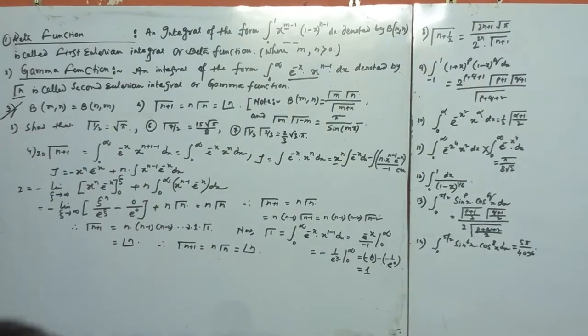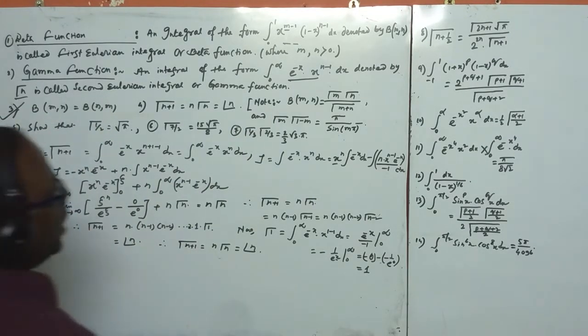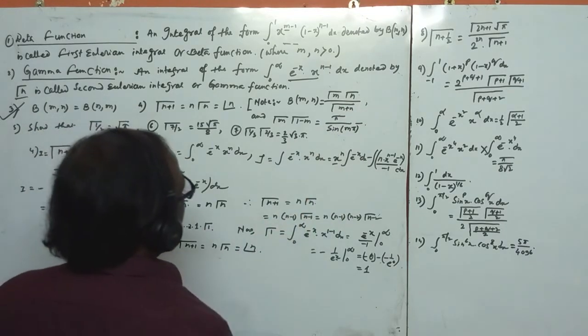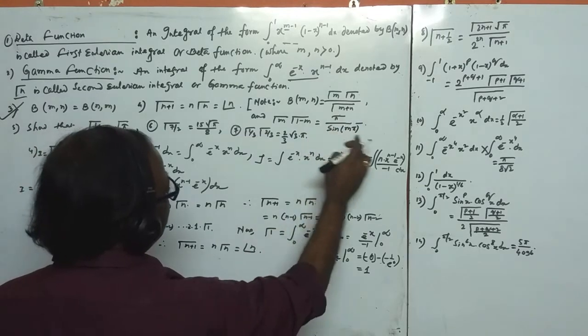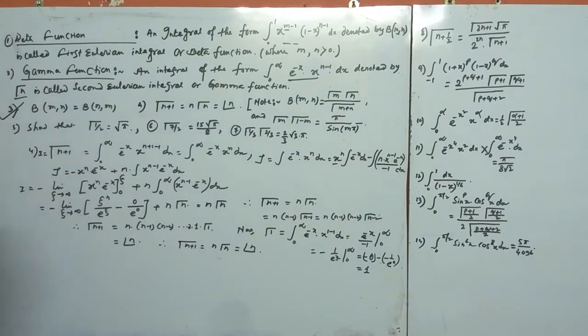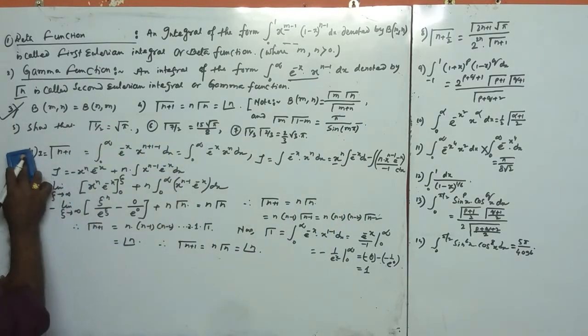Now note the points here. Beta m comma n is equal to gamma m gamma n by gamma m plus n, and also gamma m into gamma 1 minus m is equal to pi by sin m pi. We will use this formula for the next two problems.